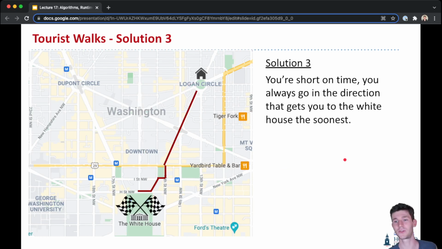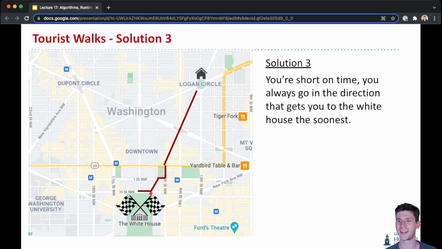Here's another solution you might have come up with. Let's say you're always in a hurry. And so for you, no matter how many turns or twists there are, you want to take the quickest path possible. So you follow this path down along this street. Then it looks like this is, what is that? I can't even see what street that is there. 15th Street, maybe? And then you turn right on I, then on this diagonal street, and right on H. There, you've made it.